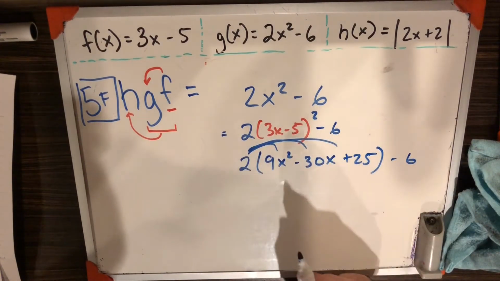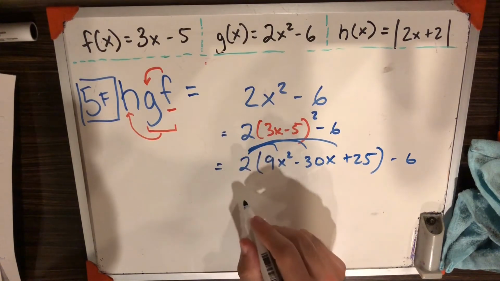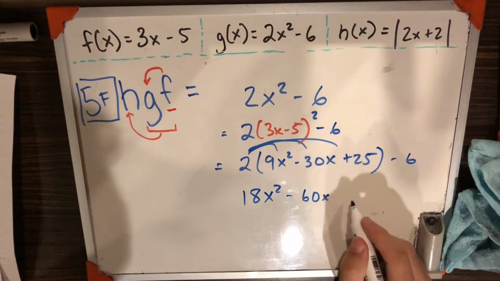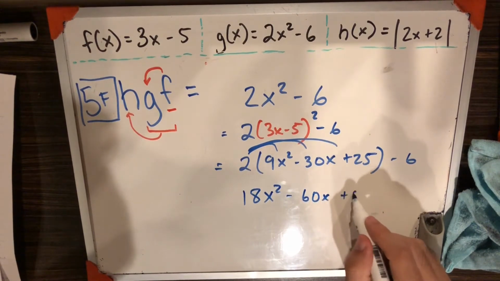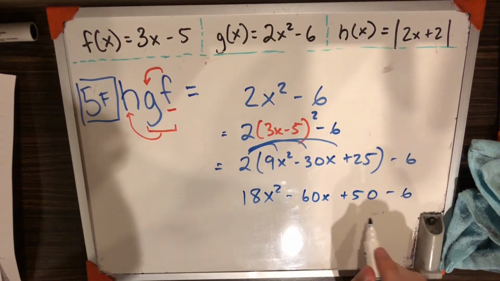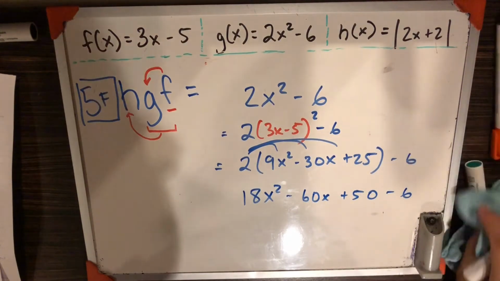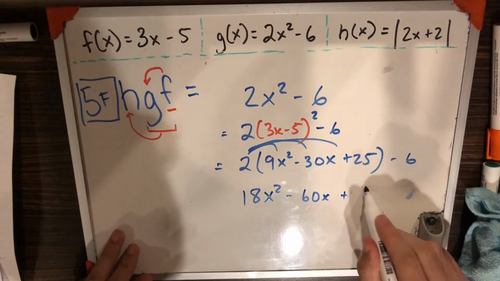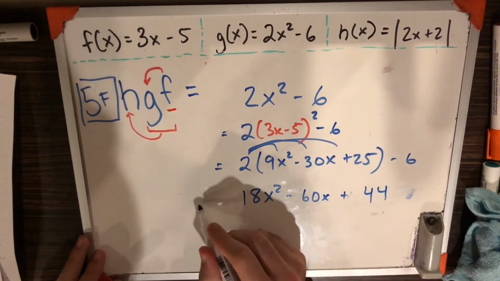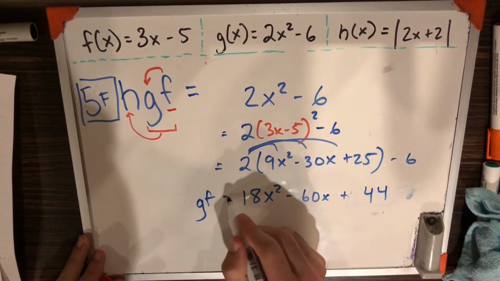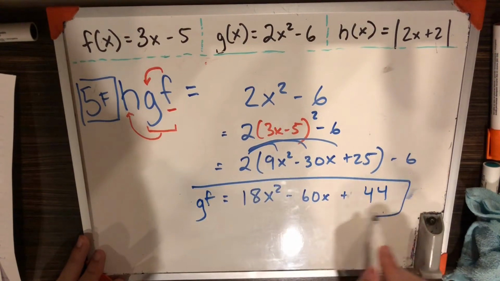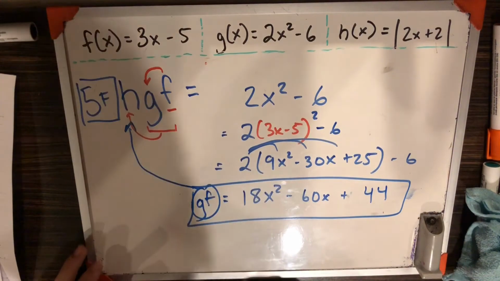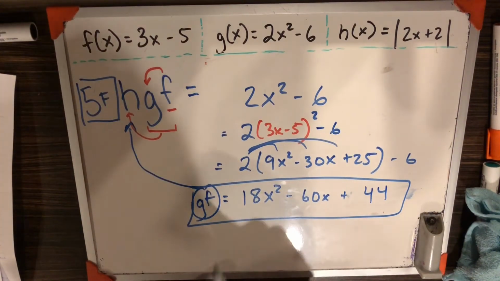Let's keep going with this. Distribute the 2 to all three terms. I end up getting 18x squared minus 60x plus 50, and then minus 6. Well, 50 minus 6 ends up being 44. Okay, so at least I know what g of f is, right? I know g of f is equal to all this. I'm putting g of f right in for h, okay?